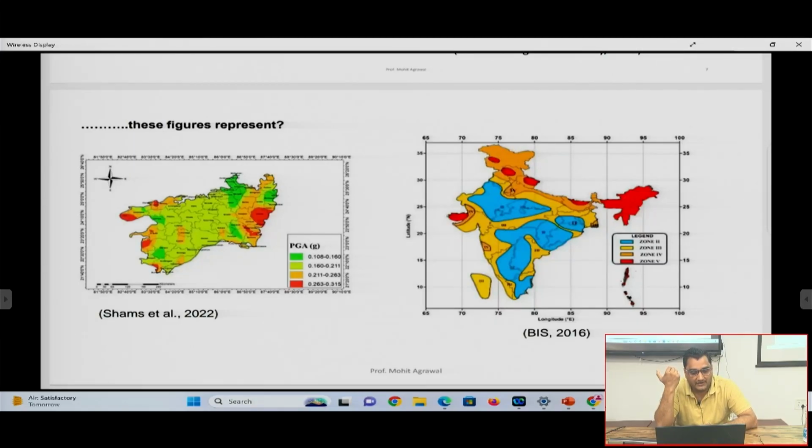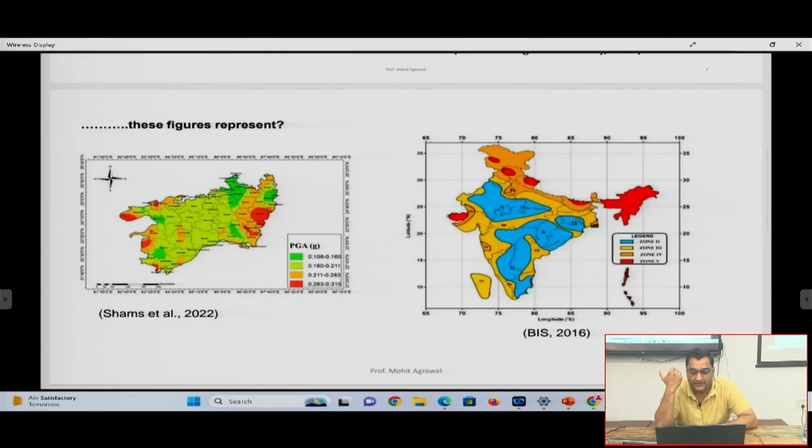Now, if you look at the left-hand side map, this is the map of seismic zonation using probabilistic seismic hazard analysis for the Kishanganj that I just told you about, and we predicted the PGAs for this particular region, and the PGAs are color coded between red and green. Green being the least vulnerable and red being the most vulnerable region in Kishanganj.